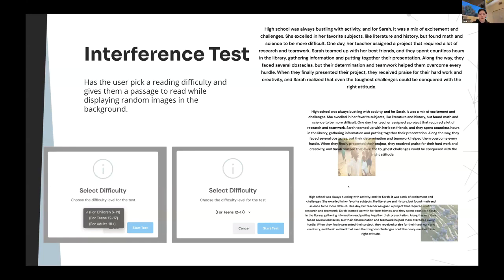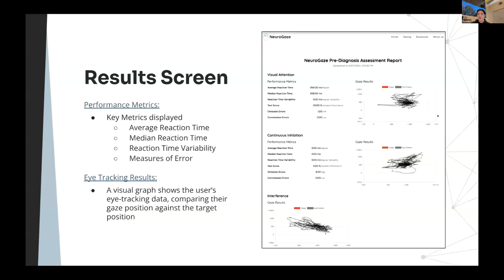Yeah. So now we'll talk about the results page that we designed that we will get from all 3 of these tests. As you see on the right, starting off, in each section you can see the 3 tests: visual attention number 1, continuous inhibition number 2, and interference number 3, all of which Mike just explained. So going into more depth on what the results screen displays and what we're looking for when we were testing users.